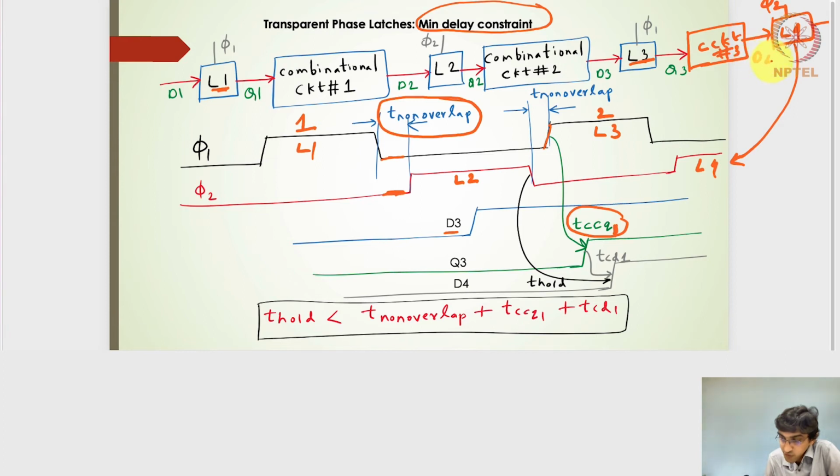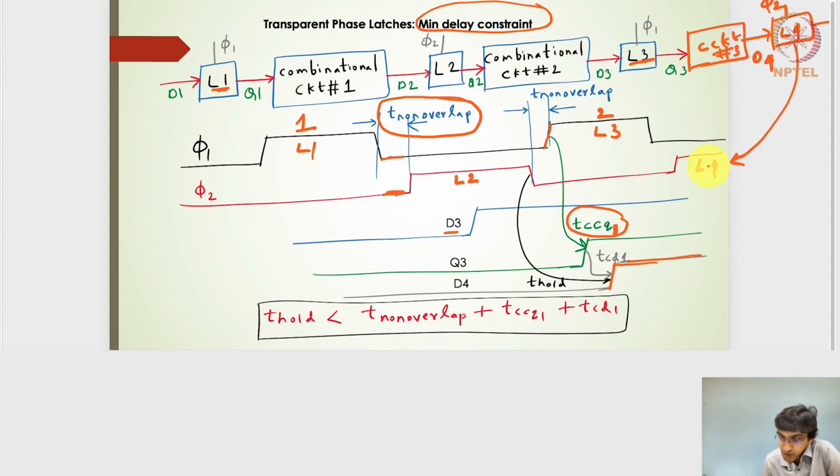So this will be D4. My D4 signal will come after the contamination delay of combinatorial circuit number 3, and we can assume that combinatorial circuit number 1 and combinatorial circuits 3, 5, 7, all of them have the same characteristics. In that sense TCD1 is written instead of TCD3, and then we will get very close here, right? So this is my D4 signal.